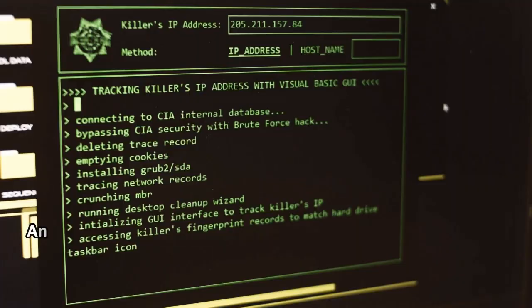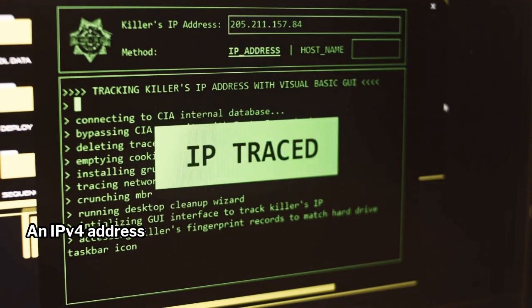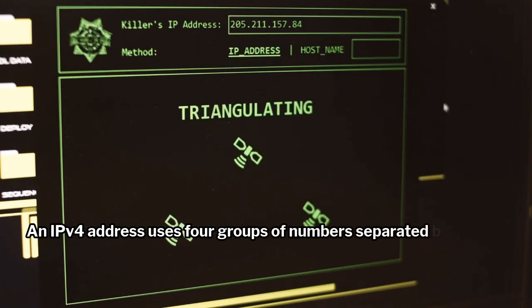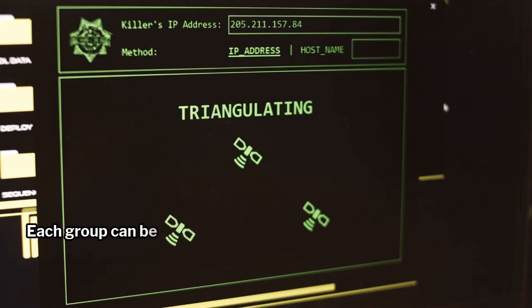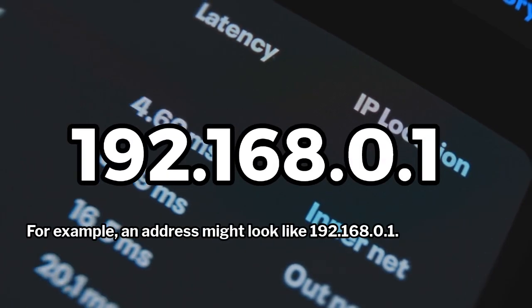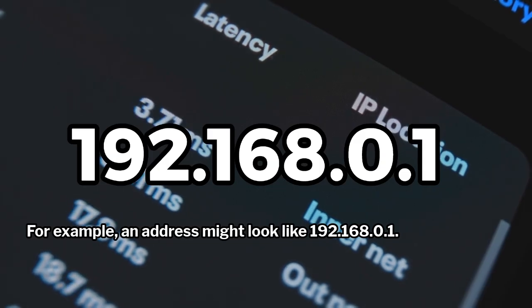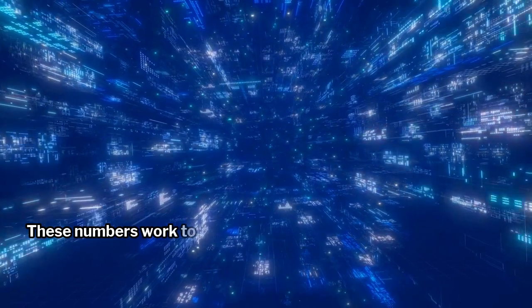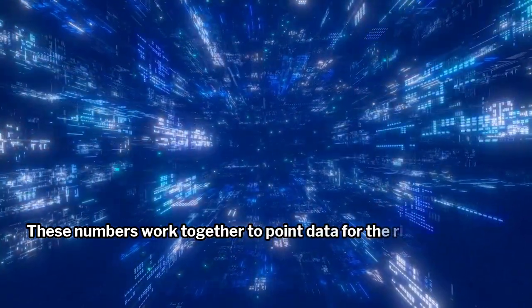information on the internet. An IPv4 address uses 4 groups of numbers separated by dots. Each group can be any number from 0 to 255. For example, an address might look like 192.168.0.1. These numbers work together to point data toward the right place.